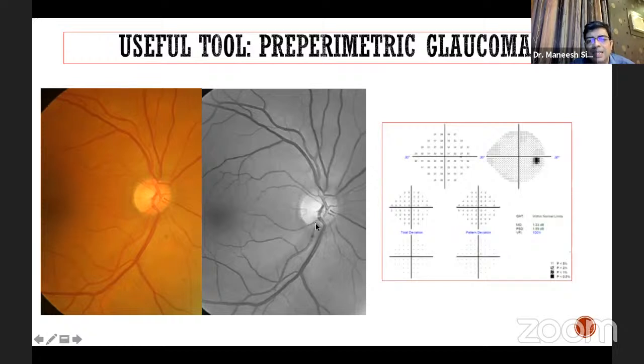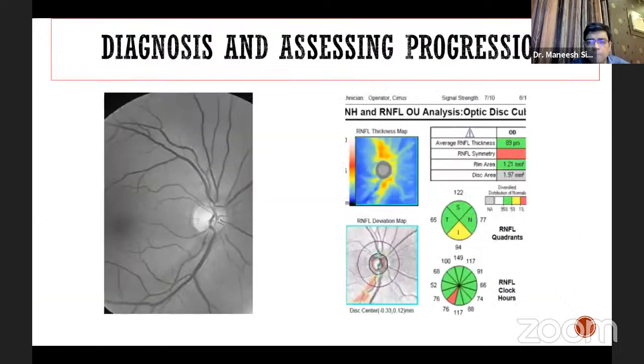RNFL defect can be seen here, but the perimetry is normal. So it's a pre-perimetry glaucoma. In this type of patient, we can use a disc photograph for documentation, but for quantification, OCT is extremely useful.